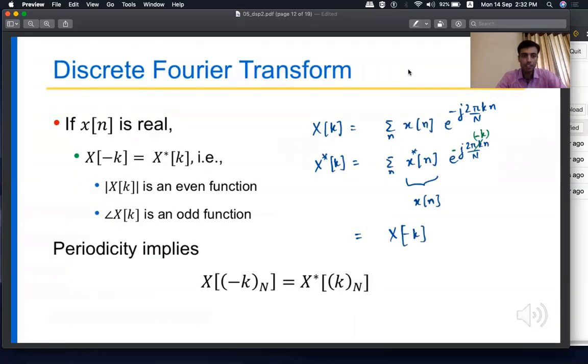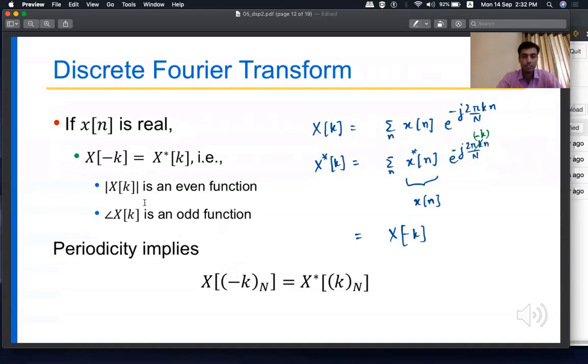Okay, and then we saw the properties of the discrete Fourier transform: if my xn is real, because in this course or in real life we mostly work with real xn, let's say an audio signal or any sensor data, they're all real signals, right? Then their Fourier transform's magnitude plot is an even function and the phase plot is an odd function.